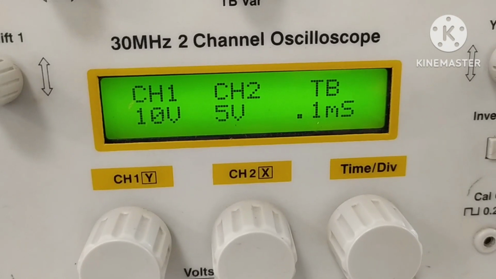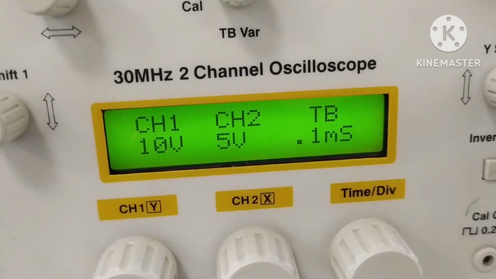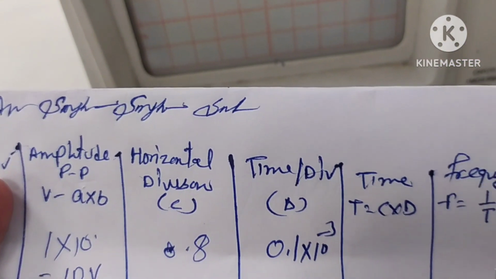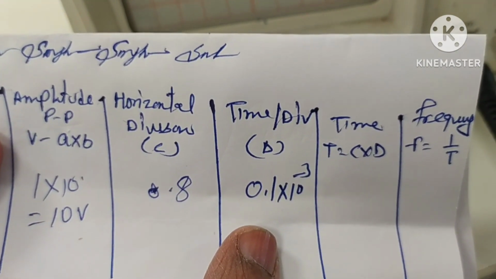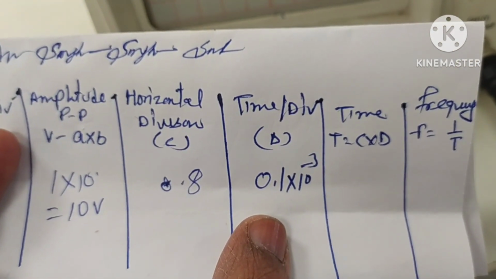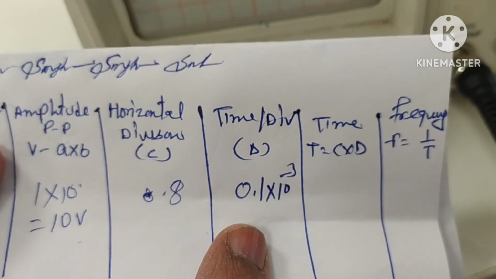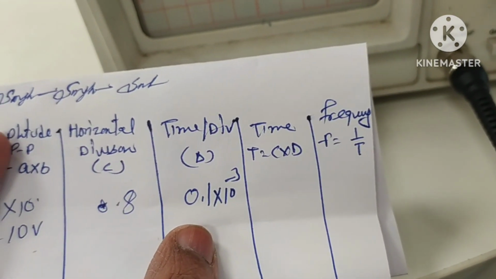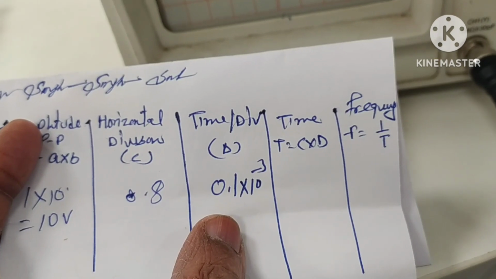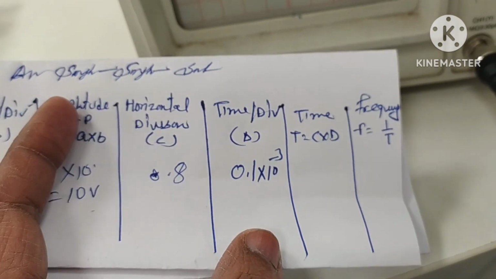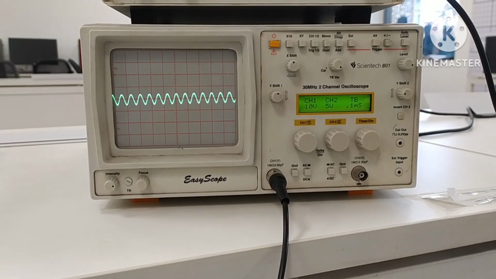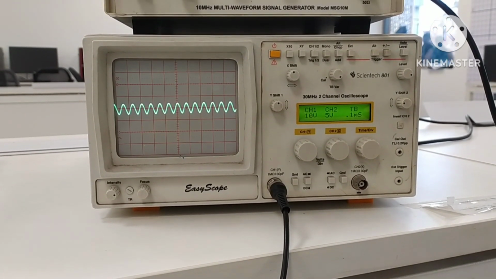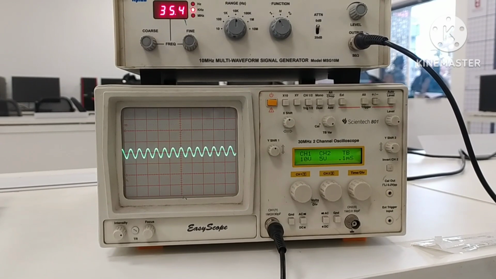and the time division is 0.1 millisecond. So I am writing in my observation that the time division is 0.1 millisecond, and we can calculate the time by multiplying C and D, and the frequency is inversely proportional to time. So today we completed the experiment on CRO and function generator.